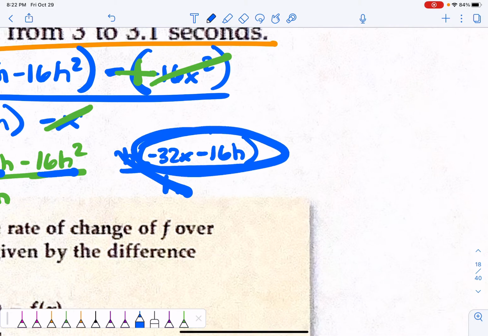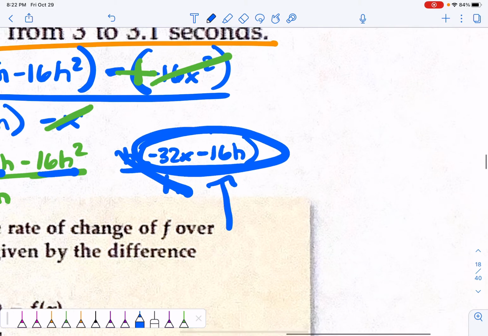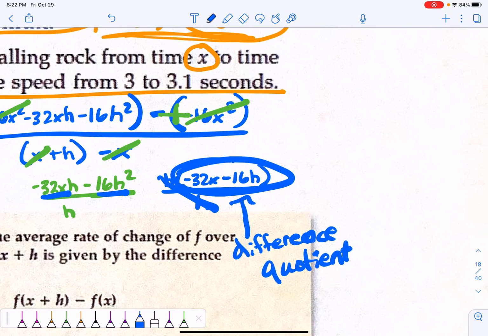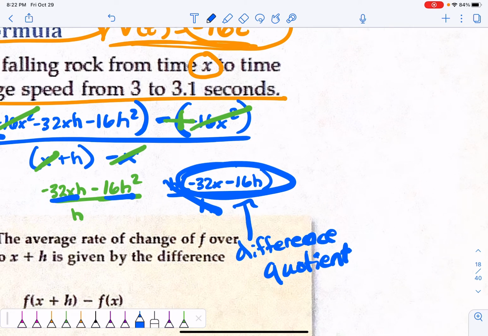Oh, what a mess. This is something called the difference quotient. The reason why it is really nice is that we can do the second part of this problem very easily from this if we already have it calculated.